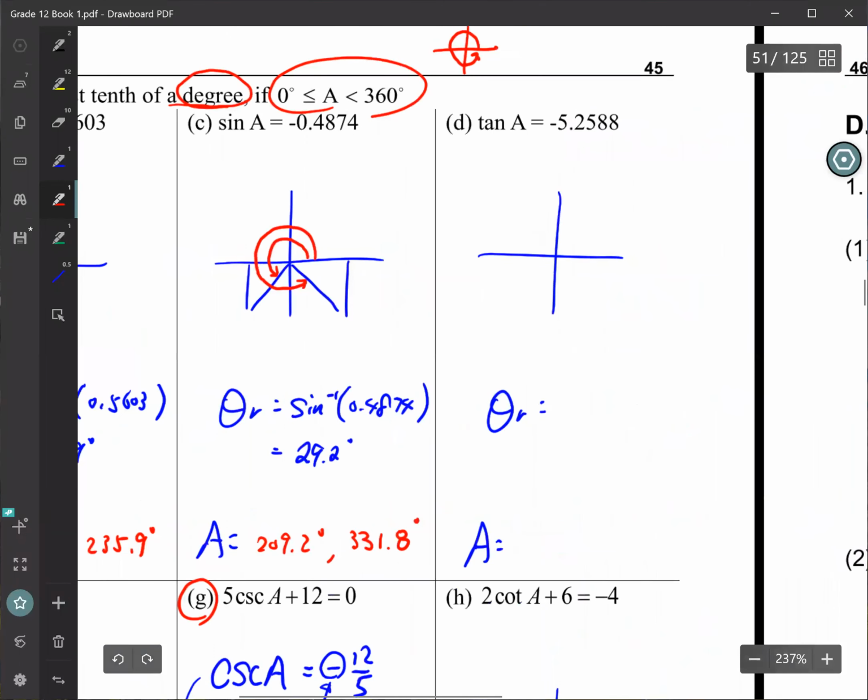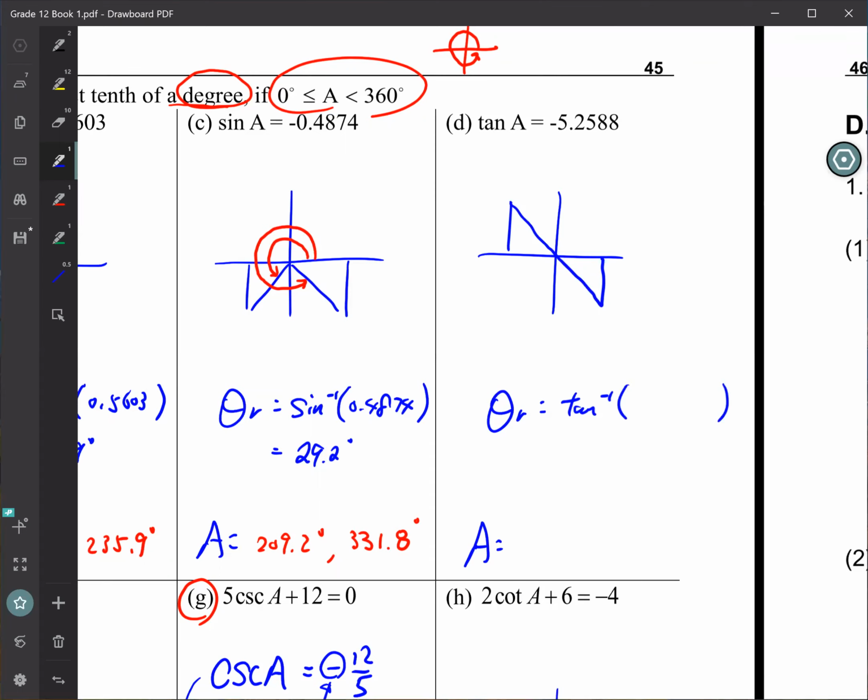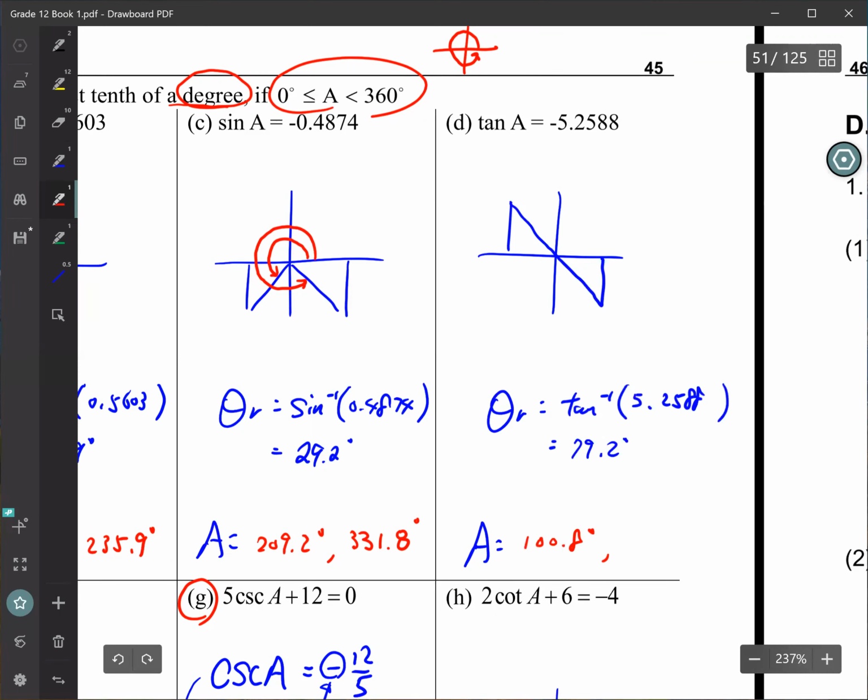Question D, Trudy, which quadrant? Quadrant 2 and 4. And the reference angle will be tangent inverse of 5.2588. And your answer is? The reference is 79.2 degrees. Okay, so your first answer? 100.8 degrees. Second one? 280.8 degrees.